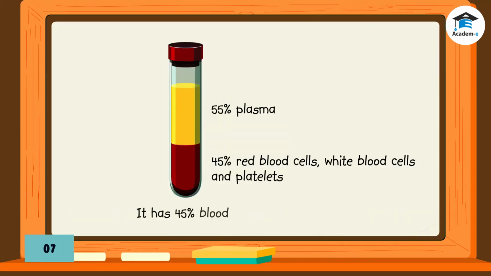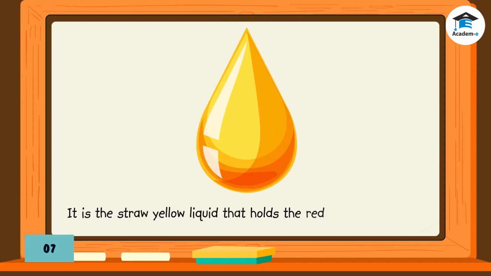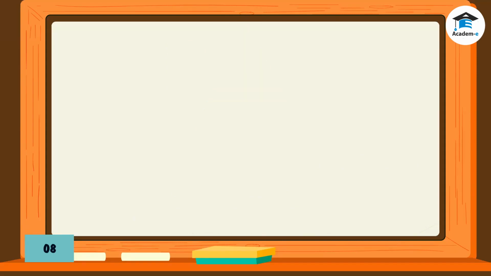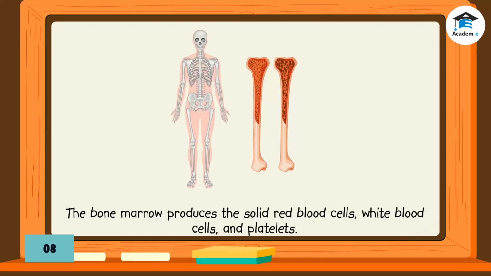It has 45% blood cells and 55% plasma. Plasma is the straw yellow liquid that holds the different blood cells together. Blood cells. The bone marrow produces the solid red blood cells, white blood cells, and platelets.